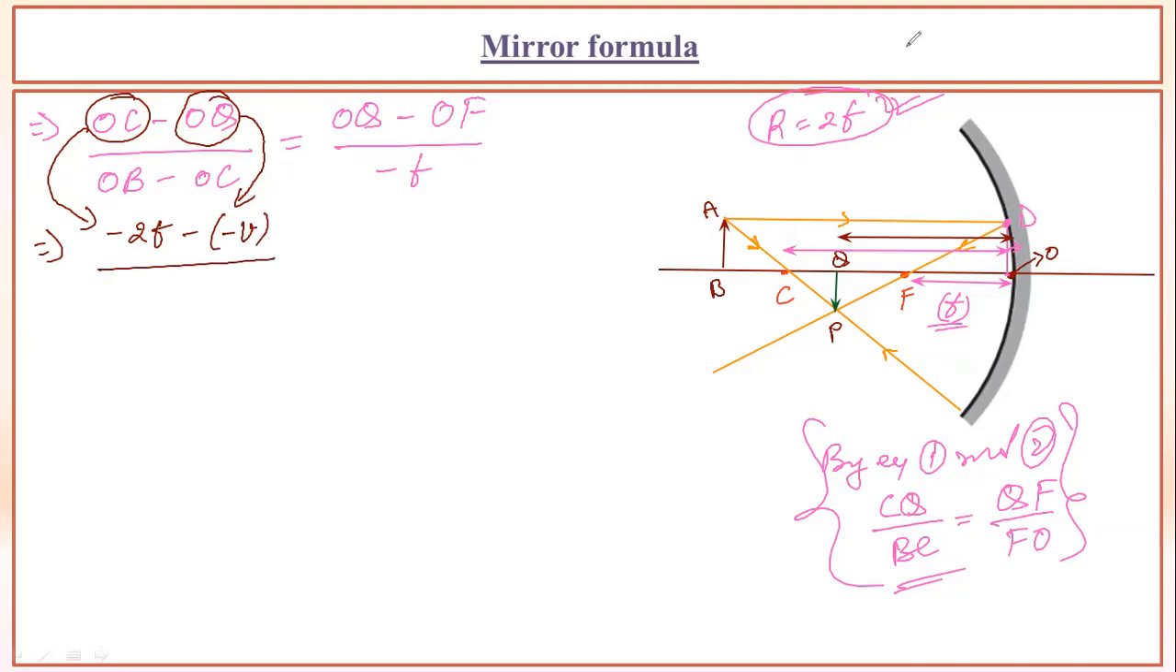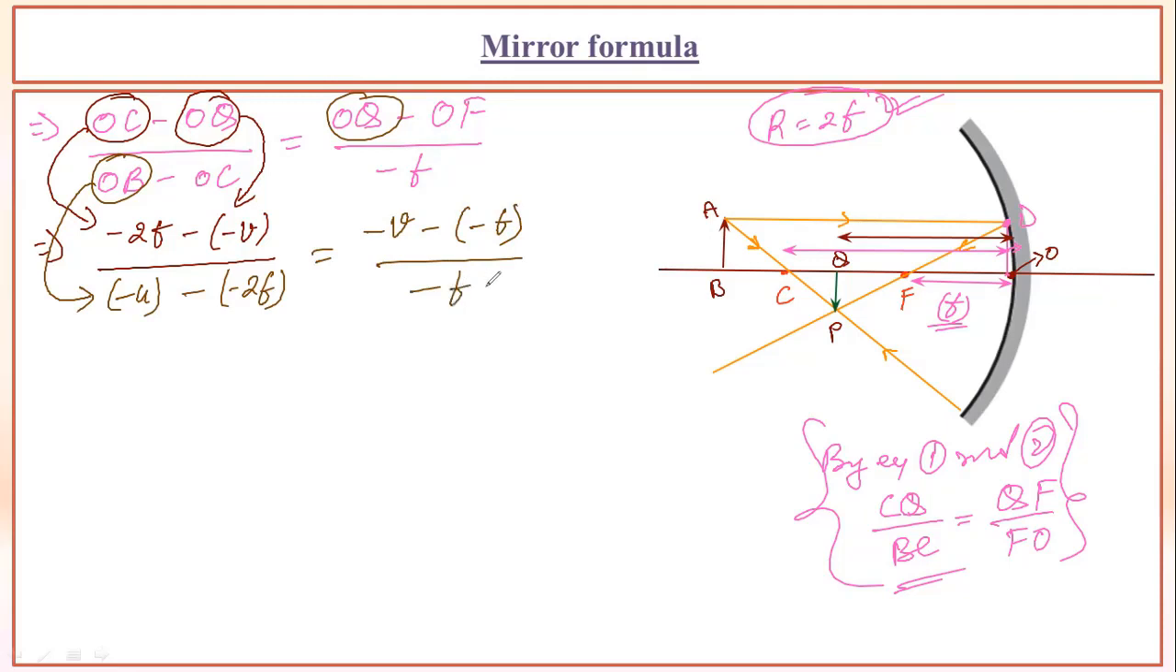Next, the component is OB. What is OB going to represent? OB is the distance of the object, and we know this is minus U. Then minus OC. What is OC? Again, we know that is minus 2F. It is equal to OQ. What is this OQ representing? It is the distance of the image, so that is minus V. Then minus OF, which is representing the focal length, so it is minus F upon minus F.